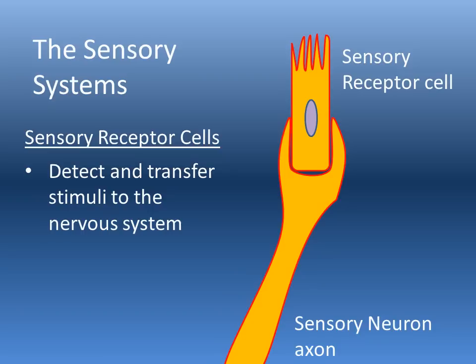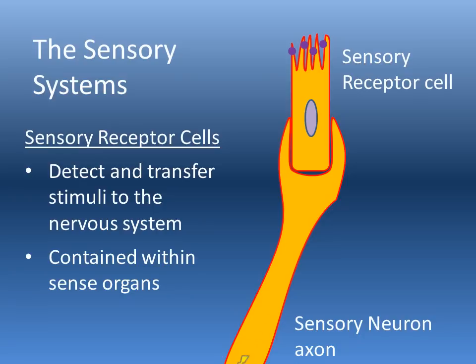So for instance, this certain kind of sensory receptor cell here could be a chemoreceptor, which would detect chemicals that bind to it and trigger an action potential that then crosses the synapse into the sensory neuron. Sensory receptor cells are contained within the major sense organs of our body, such as our nose, our eyes, our ear, etc.